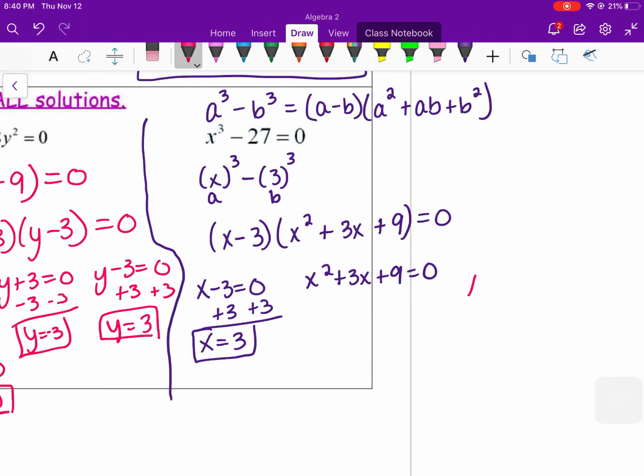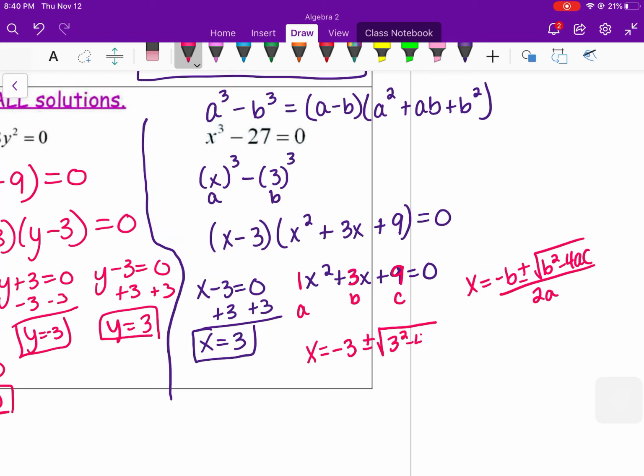So just as a reminder, the quadratic formula is x equals negative b plus or minus square root b squared minus 4ac all over 2a, where a is 1, the 3 is b, and the 9 is the c. So x equals negative b plus or minus the square root of b squared minus 4 times 1 times 9 all over 2 times 1.